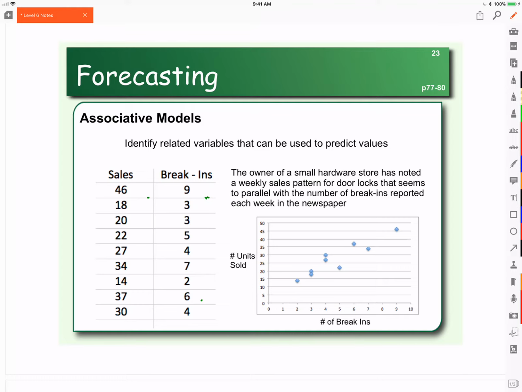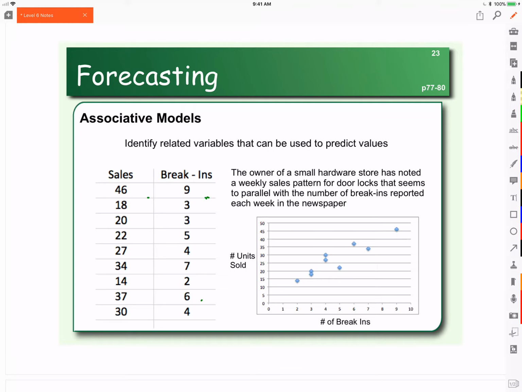So for example, let's suppose that our company is a small hardware store and we sell door locks. Okay, what we found is that there seems to be a change in our sales based on when the newspaper reports break-ins in town. So depending on the number of break-ins the newspaper reports, we see a different number of sales, which means we should be able to predict our weekly sales based on how many break-ins they talk about in the newspaper. So here you have our data.